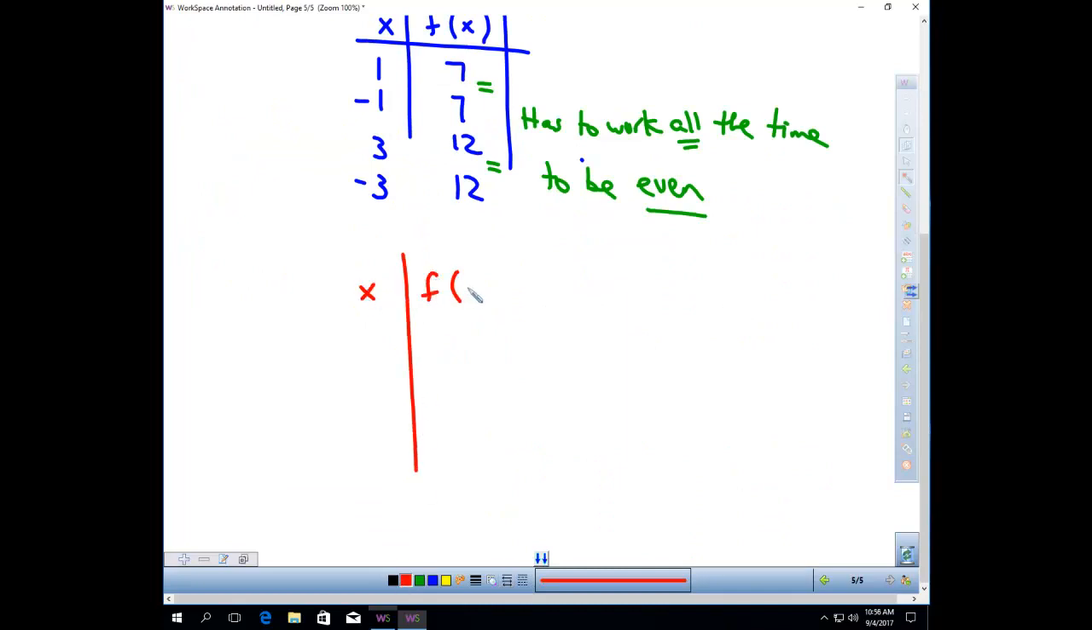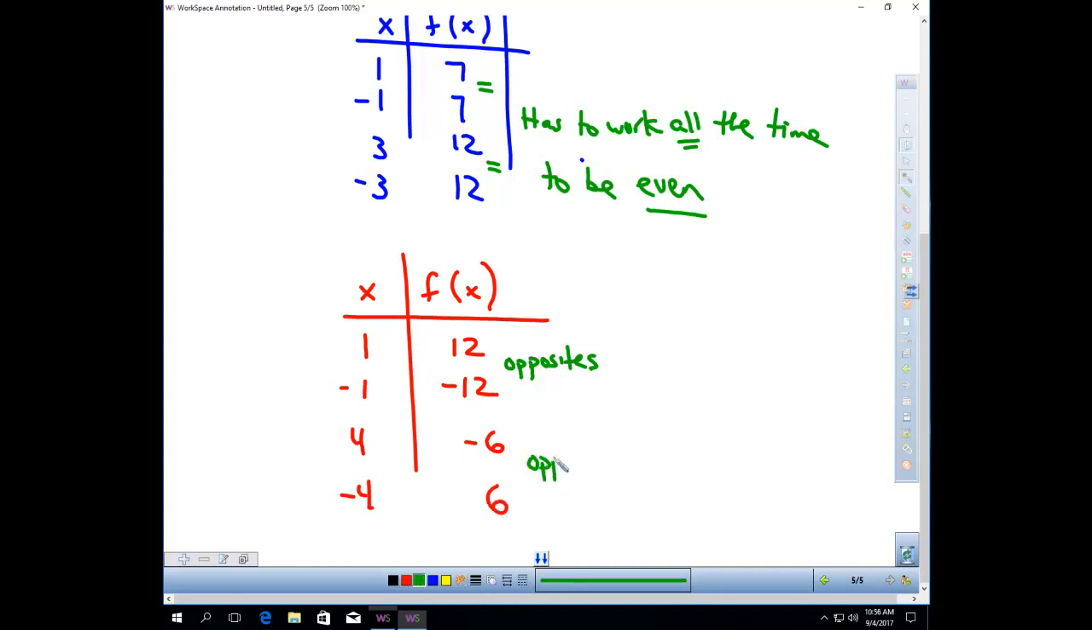All right, so here's an example of an odd function. Maybe you can figure this out already if you understand that notation I gave you earlier. If I plug in a value, if I plug in 1, let's say this time when I plug in 1 I get 12. If I plug in negative 1, I should get negative 12. Again, it's the opposite. All right, not too hard to see that those are opposites there. Okay, if I plug in 4 and I get negative 6, and I plug in the opposite of 4 and I get positive 6. Since those are opposites, then that confirms that this would be an odd function.